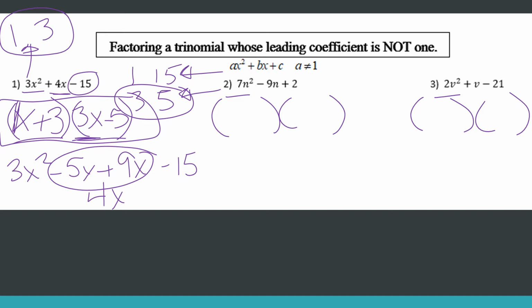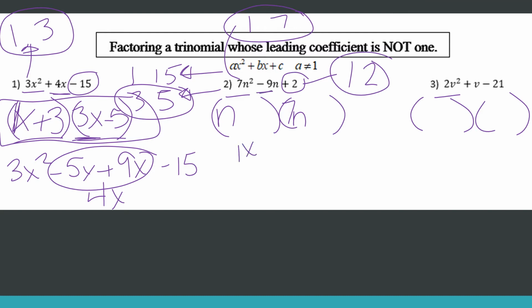Okay, moving on to number 2. So I want to get 7n squared when I multiply, and the factors of 7 are just 1 and 7. So I know I'm going to have an n and a 7n. Okay, so now I'm going to go look at the factors of 2, which the only factors of 2 are 1 and 2. And I have to figure out how I can combine 1 and 7 and 1 and 2 to give me that negative 9 in the middle there.